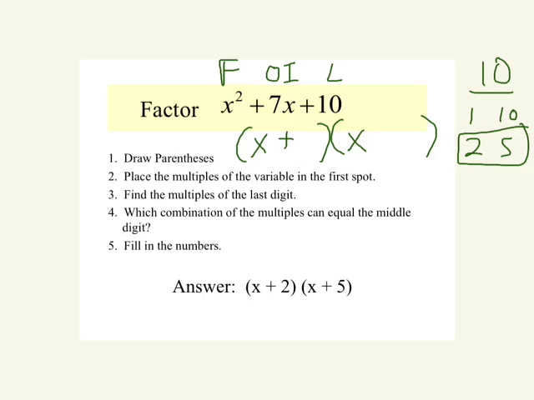So we'll go ahead and fill in x plus 2 and x plus 5. So you draw your parentheses. You know that the first term in each binomial is going to be x and x. Then you have to find the multiples of the last digit. And then you have to think, which combination of the multiples can add to the middle and multiply to the last? You fill those numbers in, and then you have factored your trinomial.